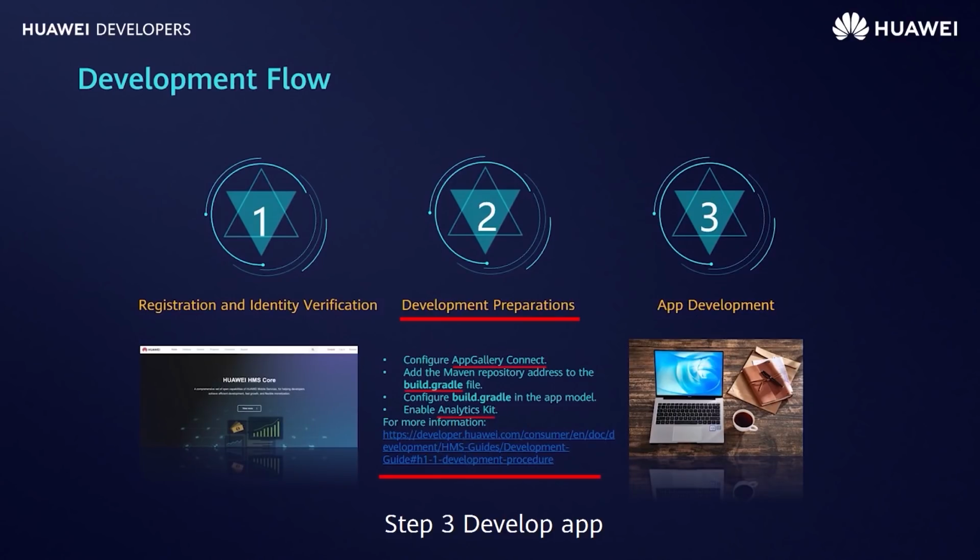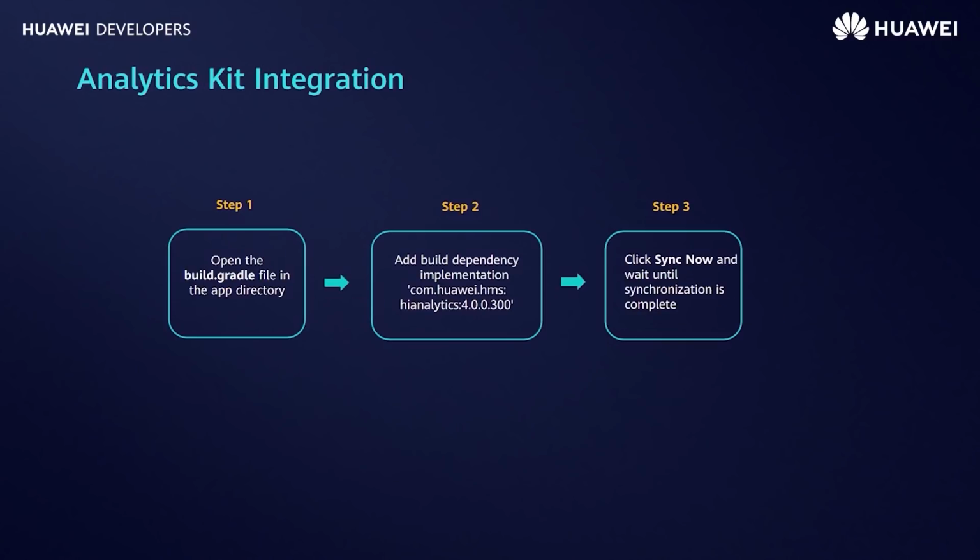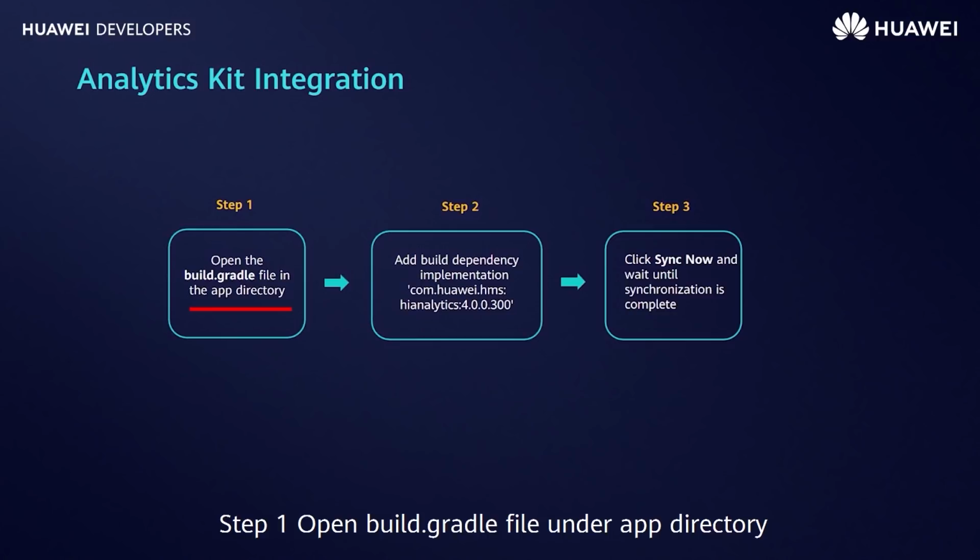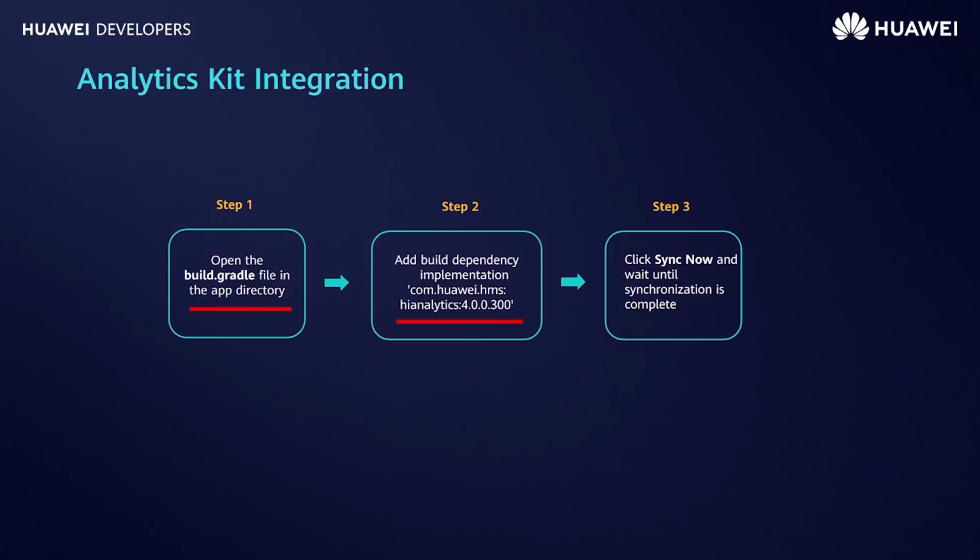Step 3. Develop app. Now we come to app development links. Firstly, take 3 steps to integrate Analytics Kit into your project. Step 1. Open build Gradle file under app directory. Step 2. Add Analytics Kit SDK dependence. Step 3. Click Sync now and wait for Gradle to complete synchronization.